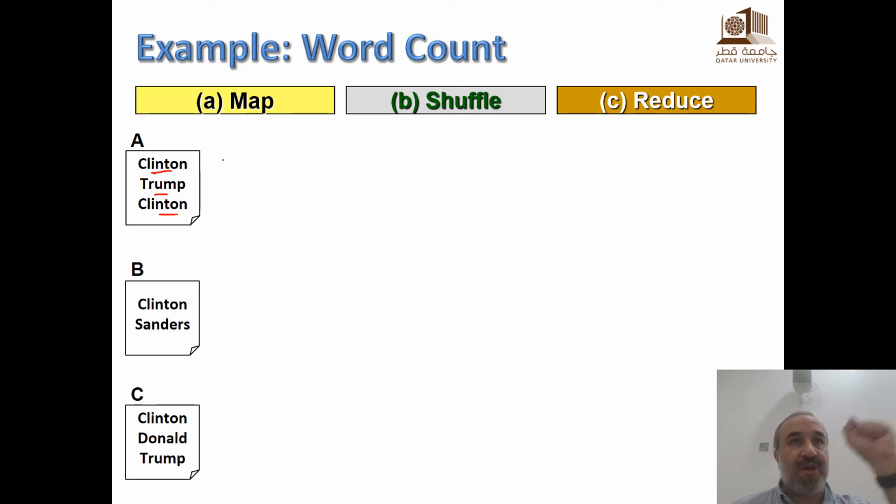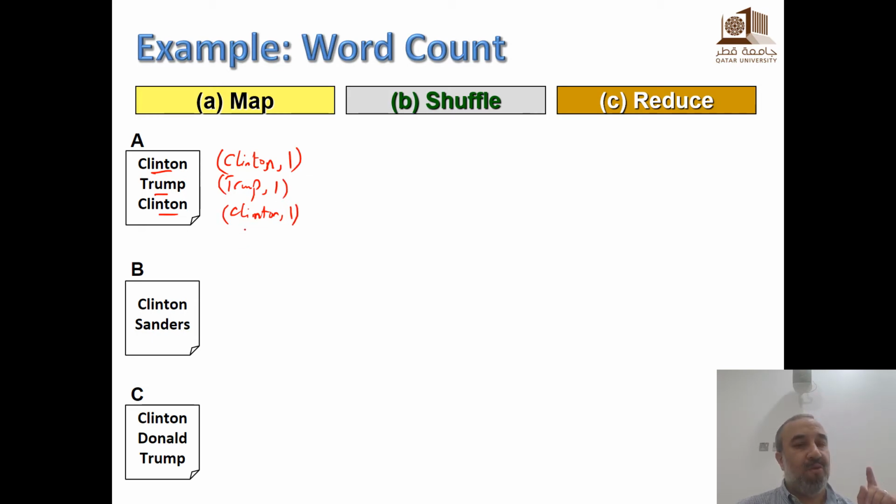So, since the occurrence of every word indicates a count of one, it appeared once, we can produce something like this. We can produce Clinton, 1. Trump, 1. Clinton, 1. Right? So that will be an output from the map function. There is no notion of rows here. There are records. Each record is separate because we have key and value. So that will be the output from the map function.